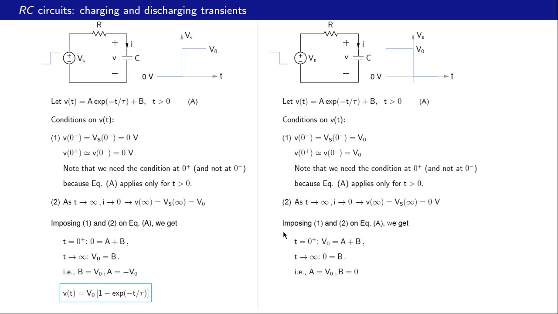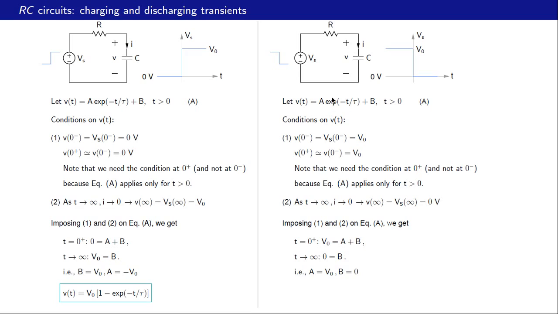Let us see how to do that. At t equal to 0 plus, we have V at 0 plus equal to V0. Therefore we substitute for V, V0, and then for t, 0 here. So e raised to minus t by tau is 1 for t equal to 0. Therefore we get V0 equal to A plus B, this equation here. For t equal to infinity, we have V equal to 0. So we substitute V equal to 0 here, t equal to infinity.